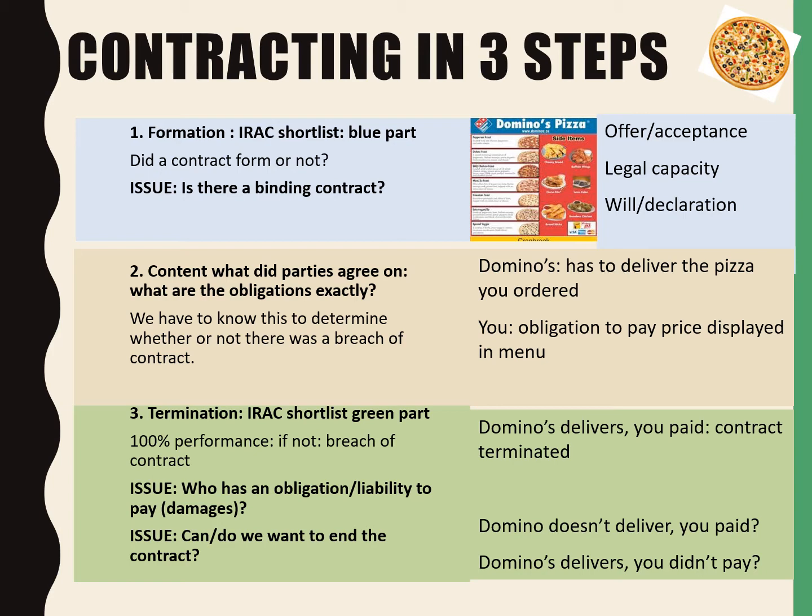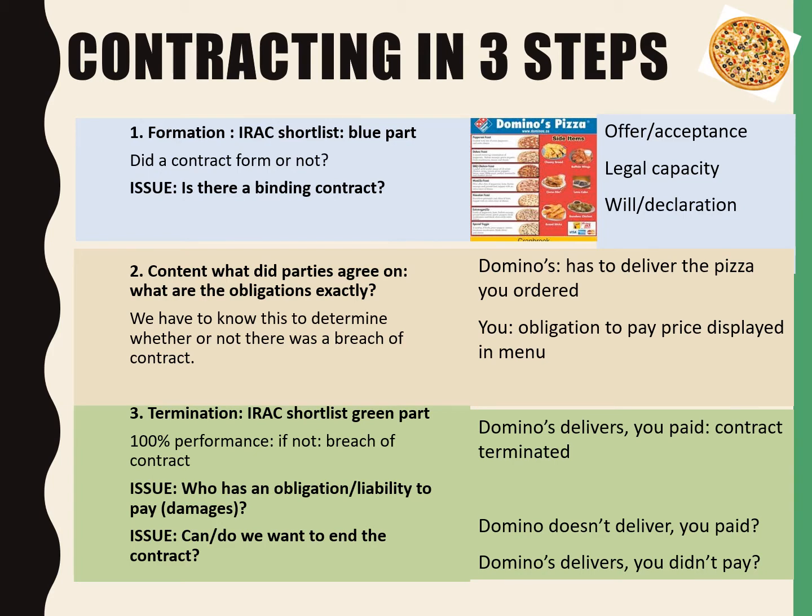Contracting comes in 3 steps. This is the whole contract law in one slide. Contracting is divided in 3 parts. First comes the formation. The formation is a way of performing 3 checks to see if there really is a binding contract. Because it could be that there are 2 people that think they have a contract, but actually it isn't a contract. The consequence is that contract law is not applicable if it's not a contract. So we have to make sure that the contract is really a binding contract.